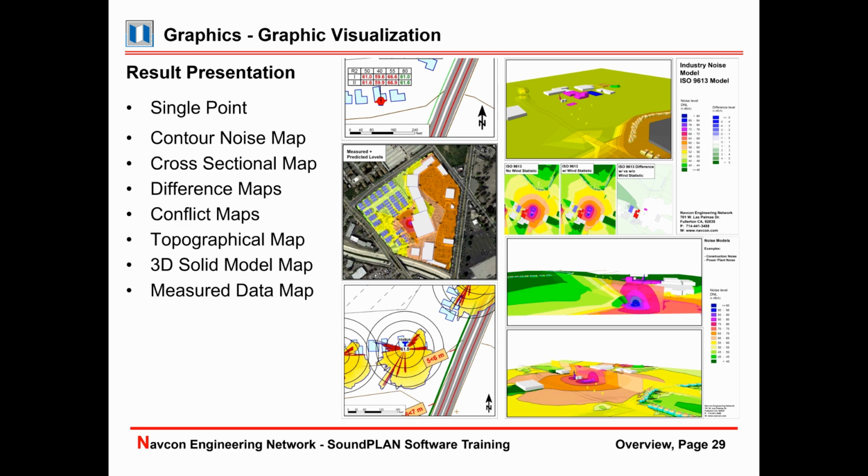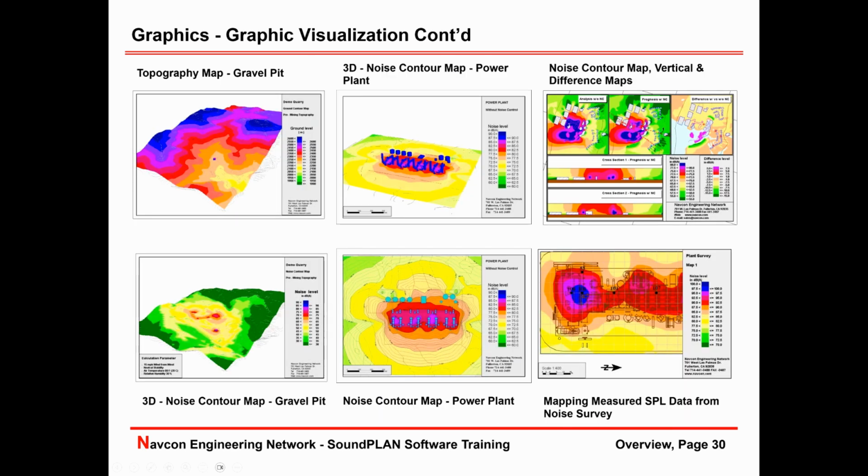So these are various output options here in terms of the graphic with a solid 3D model. There's also, in one case, measured data versus predicted data, or added to predicted data. And here we see also difference maps. Here are other forms of results. It gives you a variety of outputs, from topography to contour maps, measured maps. So here there's a lot of flexibility in terms of these outputs.